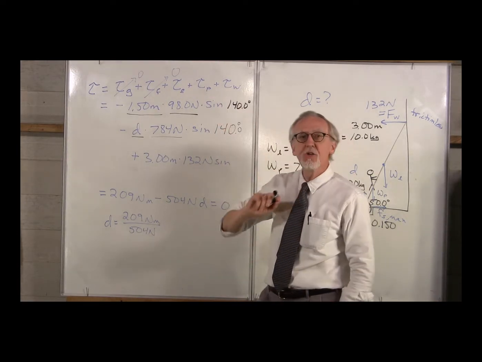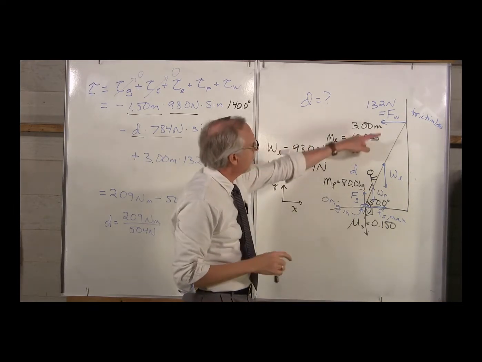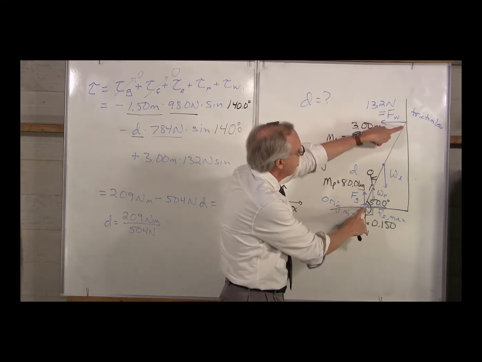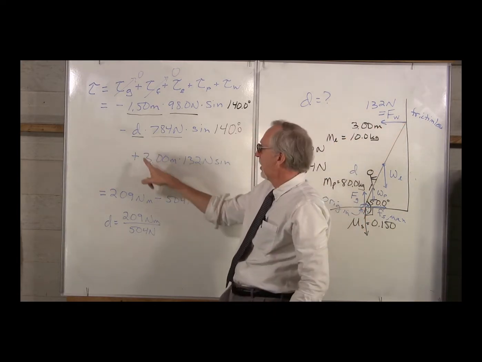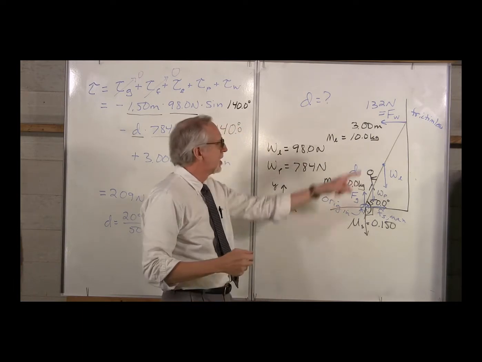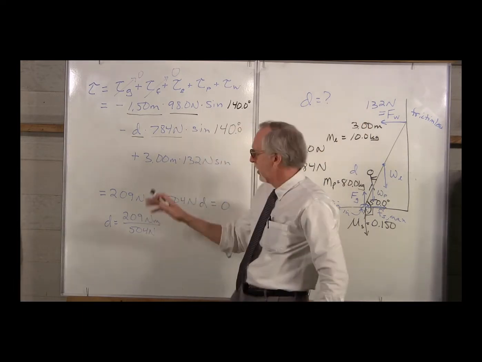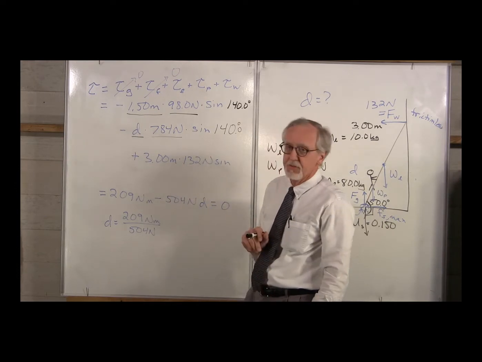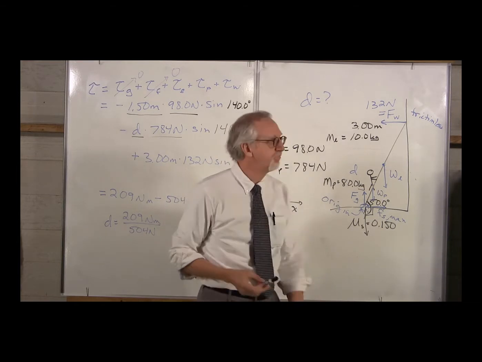Finally, what's the torque due to the force from the wall? What is R for the force from the wall? That's going to be the entire length of the ladder, which is 3 meters. What is the force? Well, we already calculated that earlier, 132 newtons. So the force from the wall, 132 newtons. Now what is theta for that force?